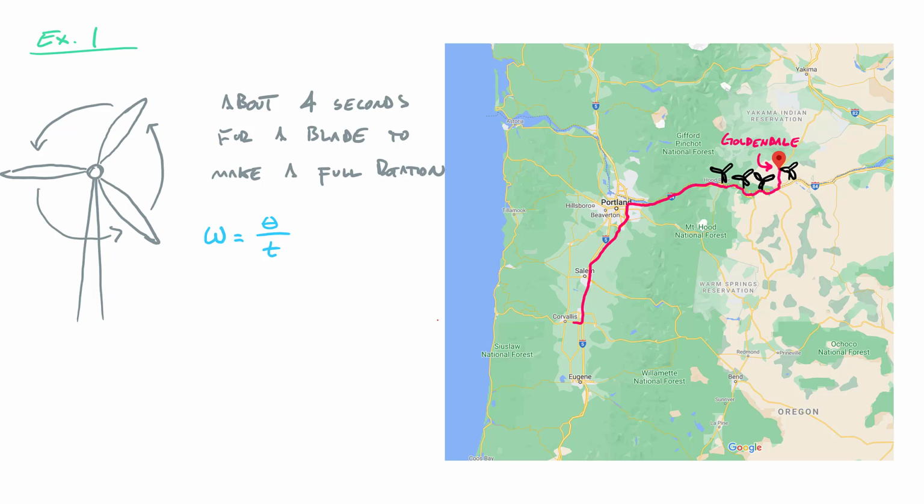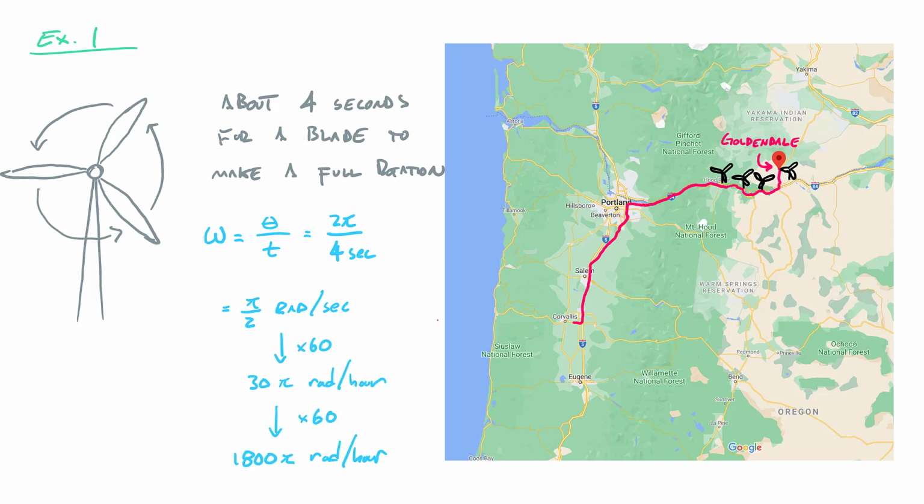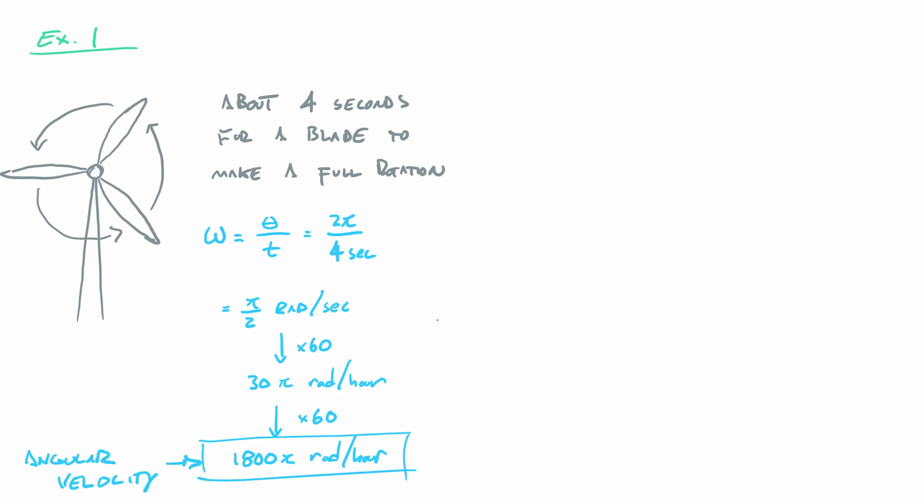So then omega would be 360 degrees divided by 4 seconds. Although, as I said before, we want to put this in terms of radians. So I used 2 pi, and I divided that by 4 seconds. So the angular velocity of these blades is pi over 2 radians per second. I wanted to figure out the speed in miles per hour. So I went ahead and put this in radians per hour. And I got 1800 pi radians per hour. Okay? That's our angular velocity.